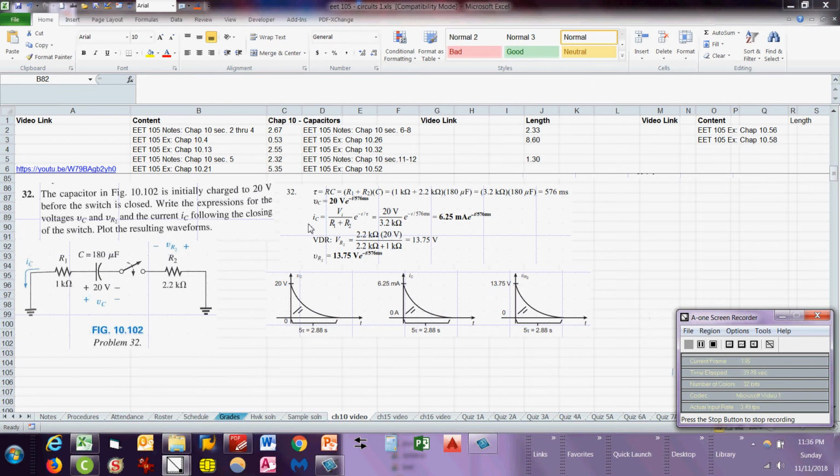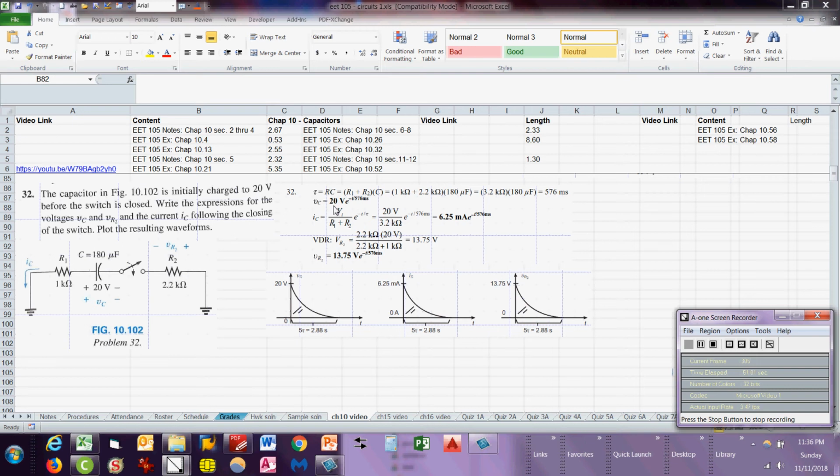So the first thing you do is figure out tau, and when you close the switch, tau equals RC equals (R1 plus R2) times C equals (1.1K plus 2.2K) times 180 microfarads, and that ends up equaling 576 microseconds. So we are discharging. So we use the discharging formula.